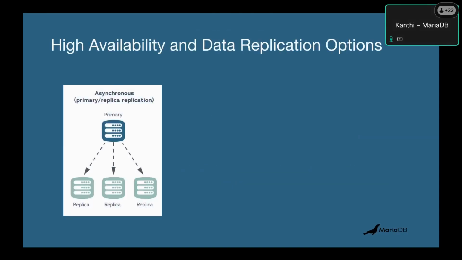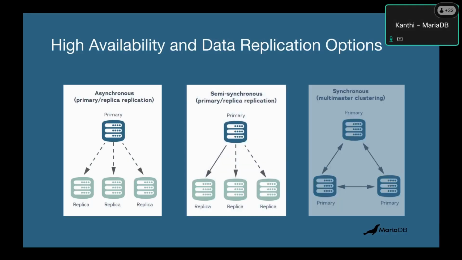So let me begin the core topic for this afternoon, which is high availability and data replication options. If you talk about high availability, what do you want to achieve? You want to have your data available in all the availability zones or all the sites that you want it to be present in, right? This is what we want to achieve here. How do we achieve it? We are supporting you with 3 different options. One is asynchronous, the other is semi-synchronous, and the third is the synchronous option.